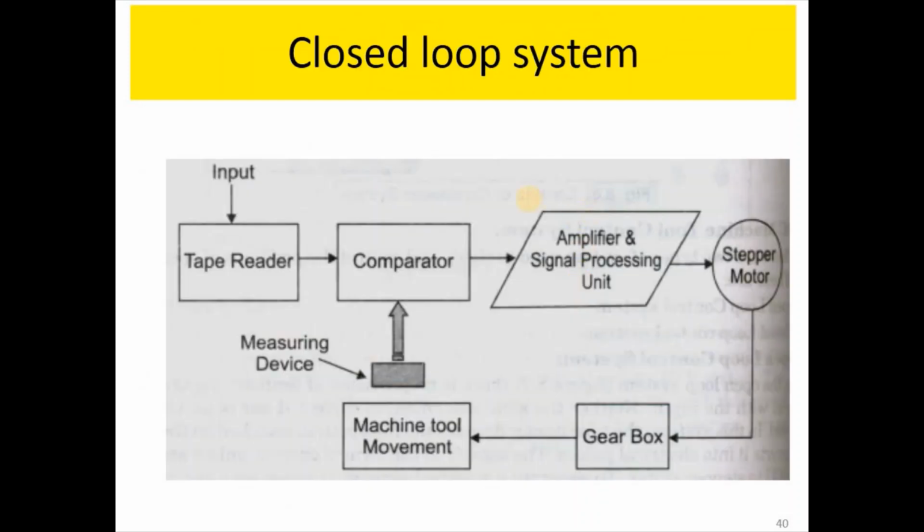You can see the second type, that is the closed loop system. As compared to the open loop system, everything is similar, only a feedback system is available in the closed loop system. We again go with the input. They give a program, it is read by the tape reader, the coded instruction is decoded, and the signal is transferred to the signal processing unit. That signal is sent in terms of mechanical motion. The stepper motor drives the machine, which does the actual work, and if there is any problem, it sends a feedback signal to the comparator. Then this cycle continues in the same manner.